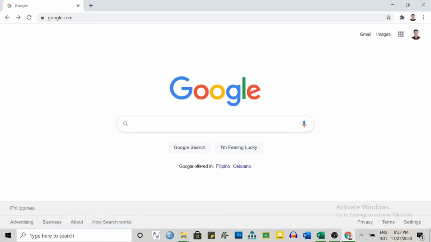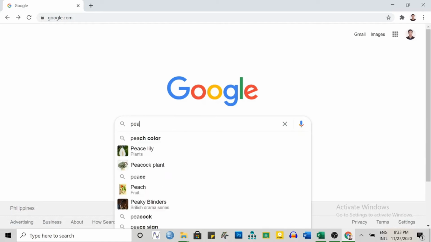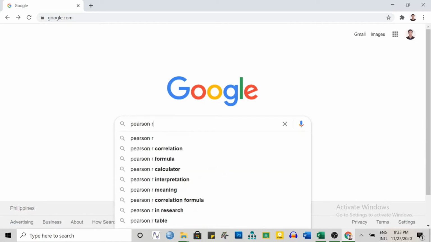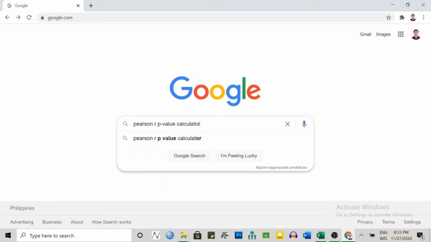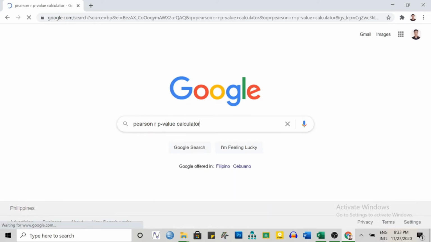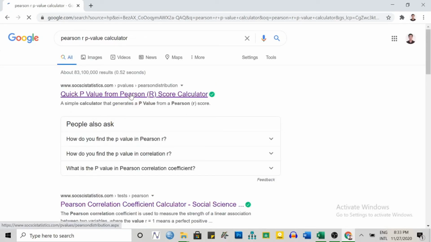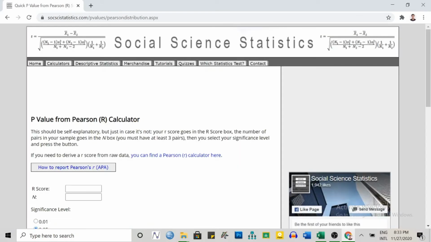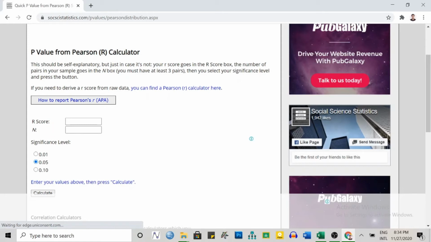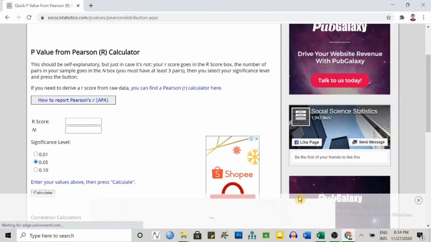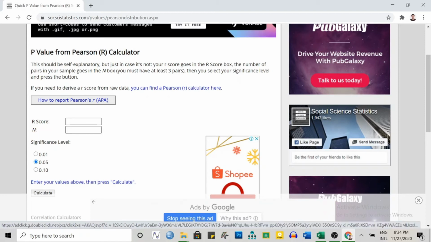We look for, let's try to look for Pearson R p-value calculator. Let's see what appears. I think we can use this one. So if we click this one, it will ask us our R score. R score is the Pearson's R that we computed earlier, and N is referring to the sample size or the number of observations or the number of pairs included in the analysis.